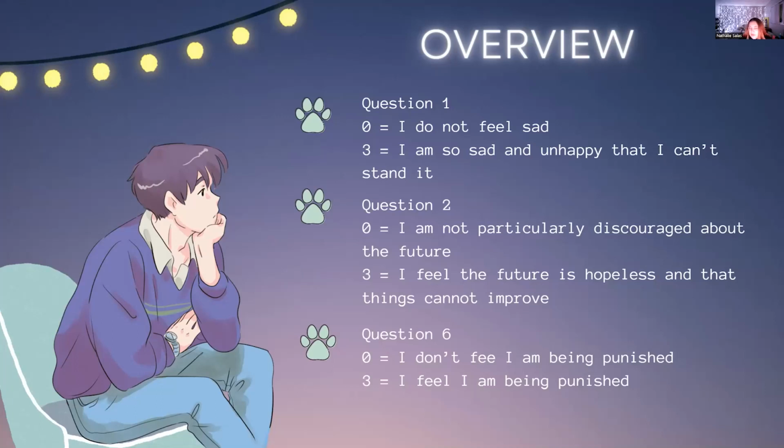For question 2, 0 is I am not particularly discouraged about the future. 3 is I feel the future is hopeless and that things cannot improve. Question 6 is 0, I don't feel I am being punished. 3, I feel I'm being punished. So you see how direct those questions are, and there's not a lot of room for interpretation.